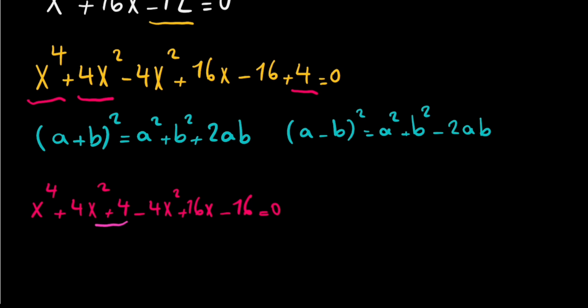So to continue, what can I do? If you look at this, what is this? That will be equal x squared plus 2 squared. Why? Because x squared squared will be equal x to the power of 4. 2 squared will be equal 4, and 2 times 2, that will be equal 4 times x squared that I told you here. So we can use this.